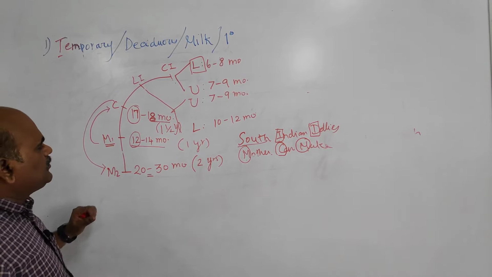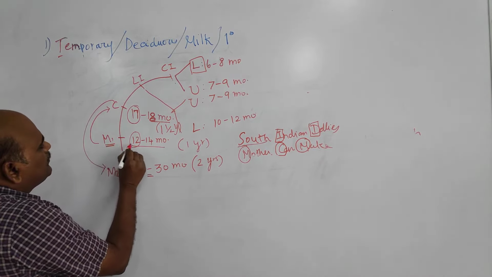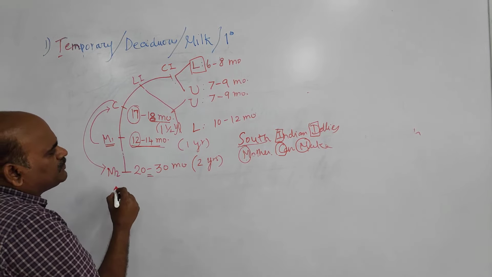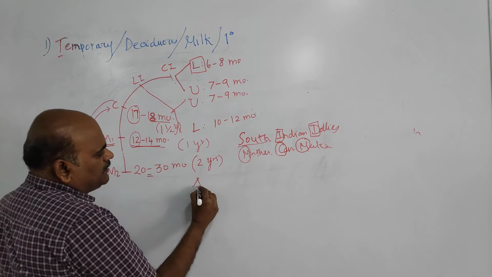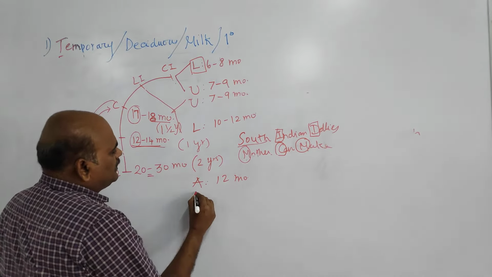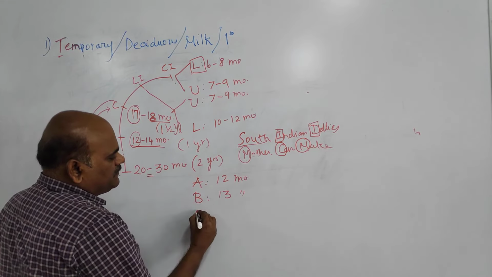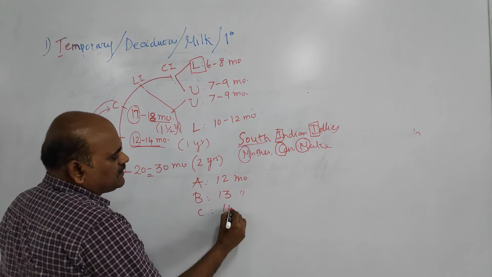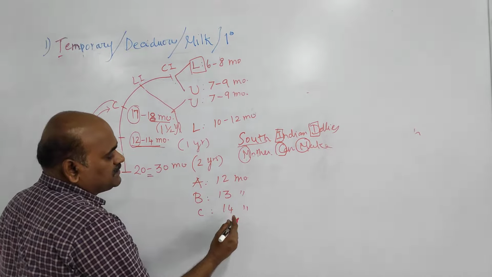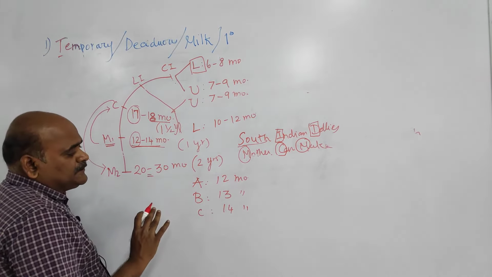Generally, while I am talking these ranges, what does it mean? For example, first temporary molar erupts between 12 and 14 months means in child A, it may erupt as early as 12 months, whereas in child B, it may occur by 13 months, whereas in child C, it can erupt by 14 months, it may be delayed. All are normal, it is normal.